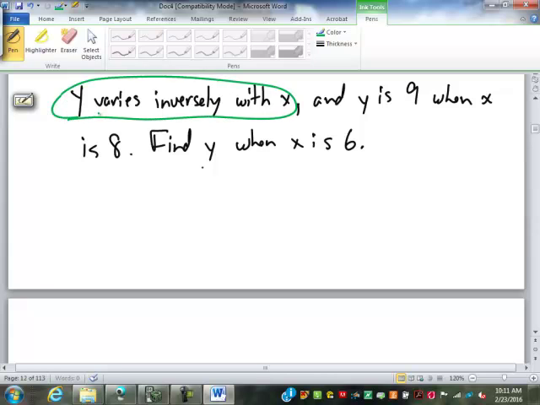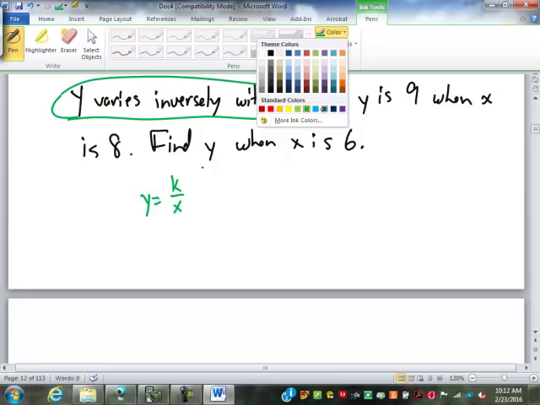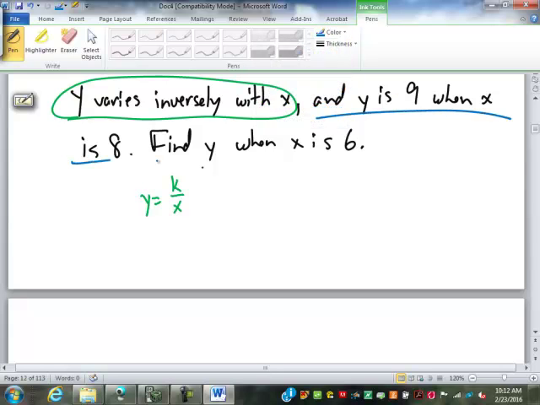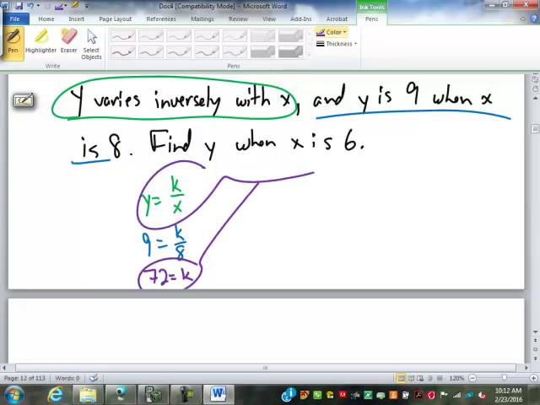So here, where do we start? Y varies inversely with x, so y equals k over x. Then what? 9 equals k over 8. Multiply by 8 to get 72 equals k. Which means y equals 72 over x. Okay, then what? 72 over 6 means y equals 12.